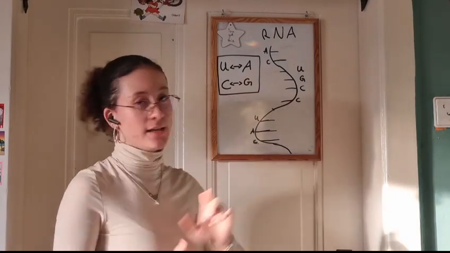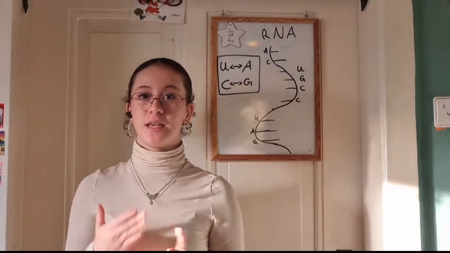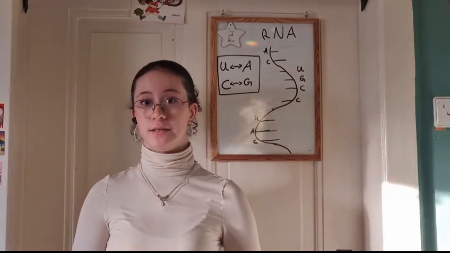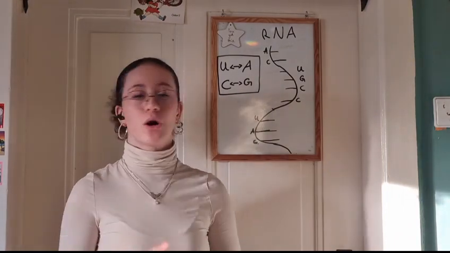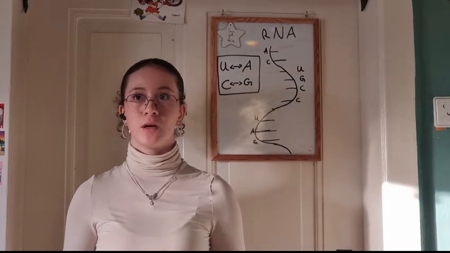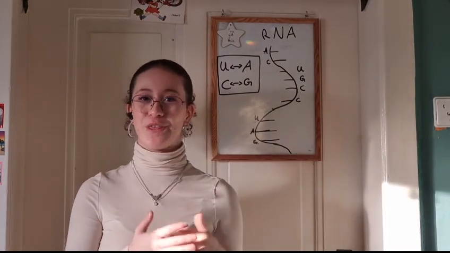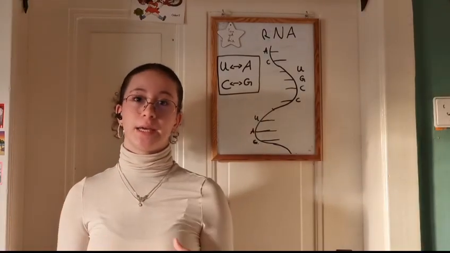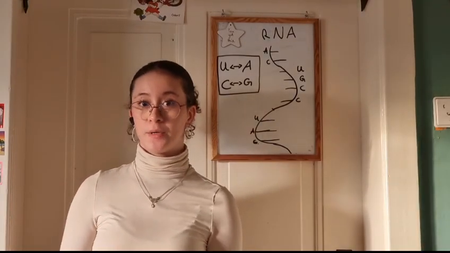Instead of T, now we have U, because in RNA the thymine doesn't exist, we only have uracil. But it also corresponds perfectly fine with the adenine, so there's no big problem. Just so you know why with RNA we use U and not T. From DNA to RNA, the transcription happens.